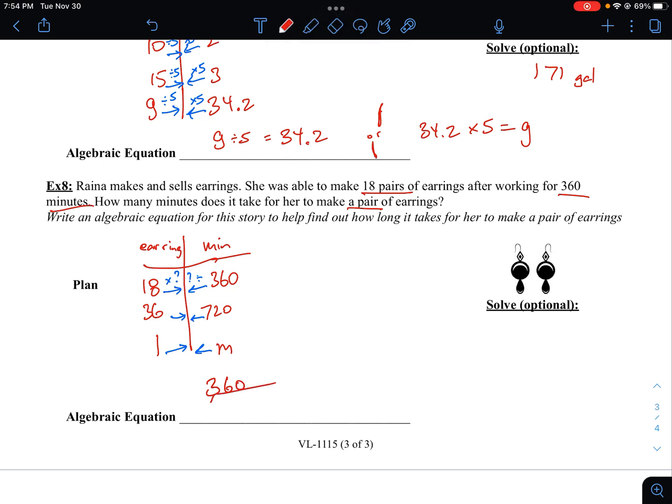Sorry, 18. Oops, sorry. Let's do the first way. You do 18 times some number, which I don't know, I guess in minutes, is going to get you 360. Or you're going to do 360 divided by some number, or number of minutes, and that's also going to get you 18. Now, what is the actual answer? How much does it take? It actually takes 20 minutes.